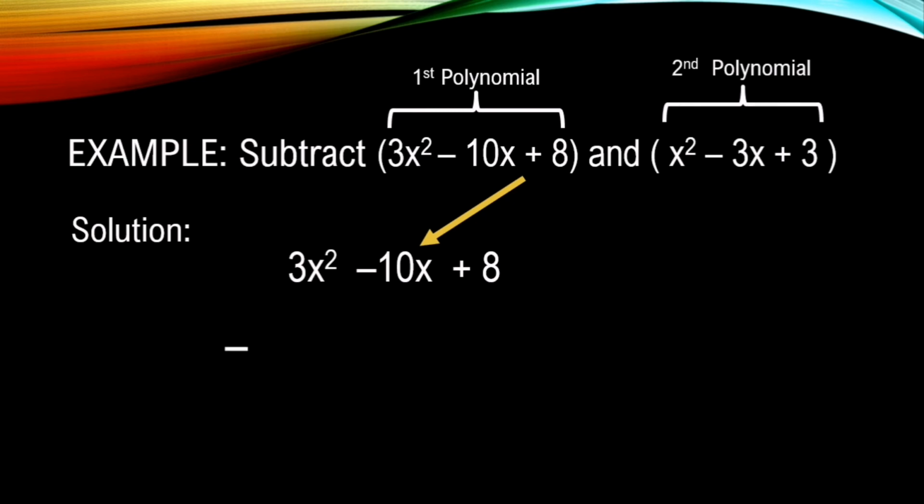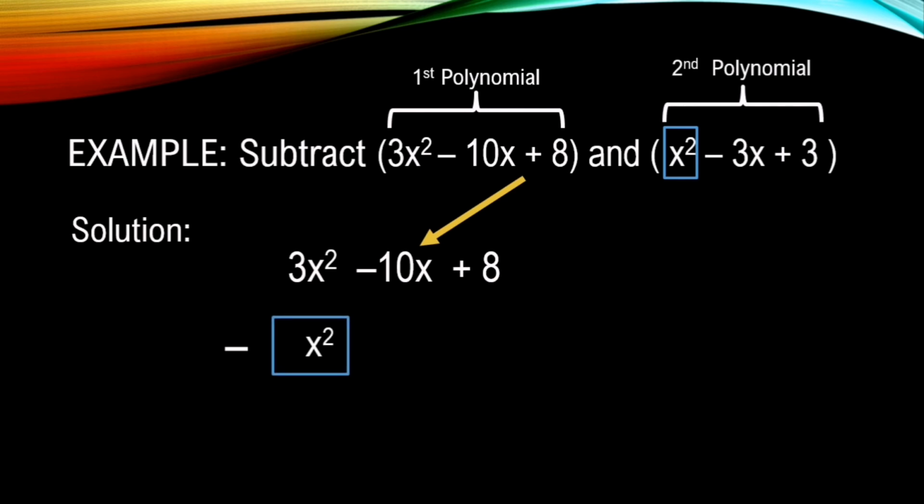And then we will be using each term of our first polynomial. So let's start with the first one. Our first term is 3x squared. Is there a term in our second polynomial that is similar to 3x squared? Yes, there is. We have x squared. So we will be placing x squared under 3x squared.